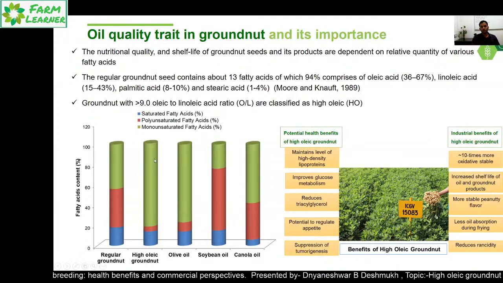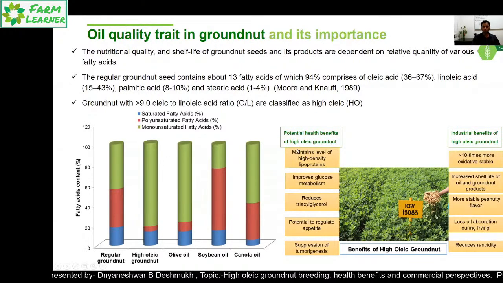And then if you look at the high oleic groundnut, which has more than 80% oleic acid content, this is as good as olive oil. We can see here the olive oil profile. Here we have about 75% oleic acid in olive oil. So we can see this high oleic groundnut is as good as olive oil in terms of fatty acid profile.